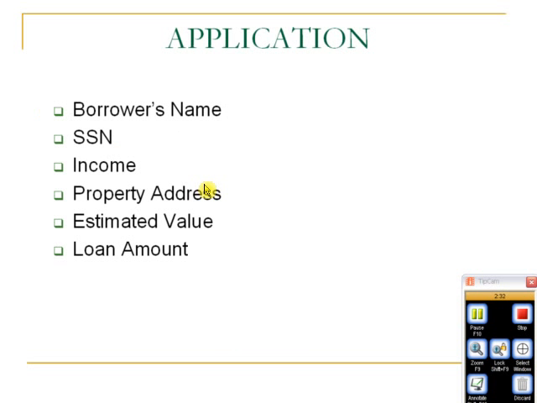Well, HUD defines an application by the receipt of these 6 items, which are the borrower's name, social security number, income documentation, property address, estimated value, and loan amount. Once all those items are received, I, as a loan originator, have 3 days to give a good faith estimate to my client, the home buyer or home borrower.